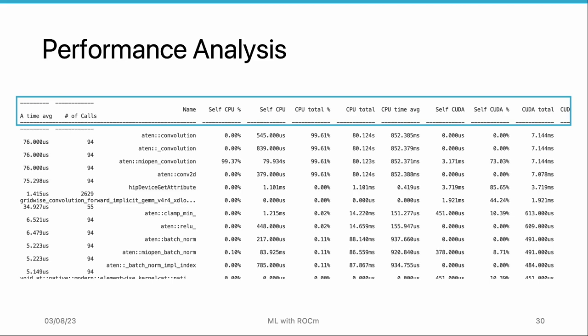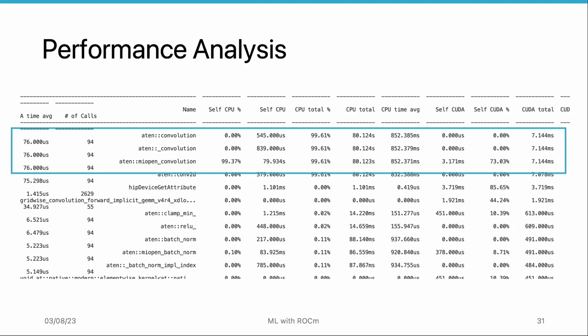Self-CUDA column represents the GPU time attributed to the operation itself. Self-CUDA percentage column represents the percentage of GPU time attributed to the operation itself. And the CUDA total column shows the total GPU time spent in the operation and its sub-operations. In this slide, we have included a partial snapshot of the table due to the limited space available. The table provides detailed information, but due to constraints, we are presenting only a portion of it.